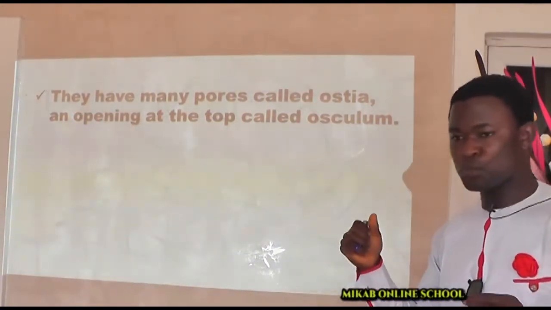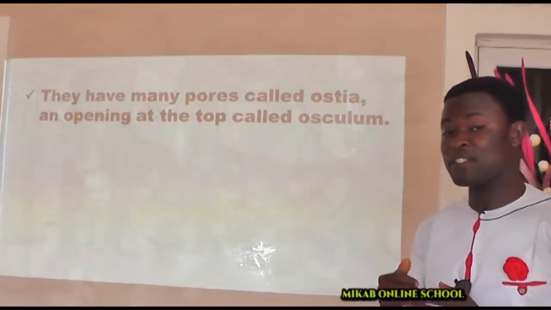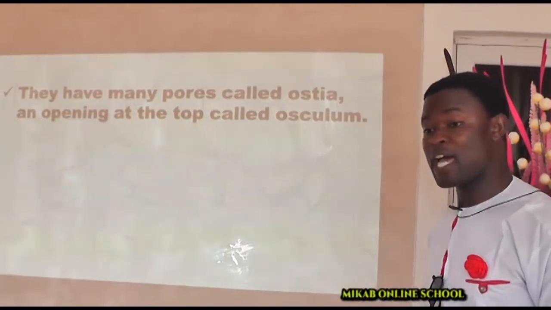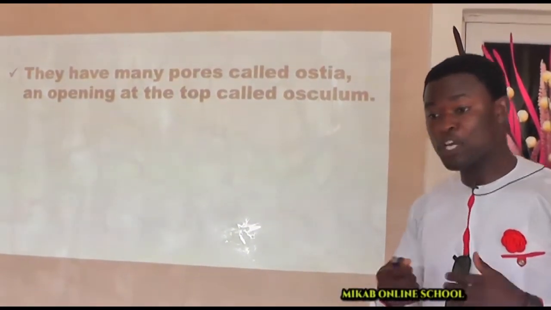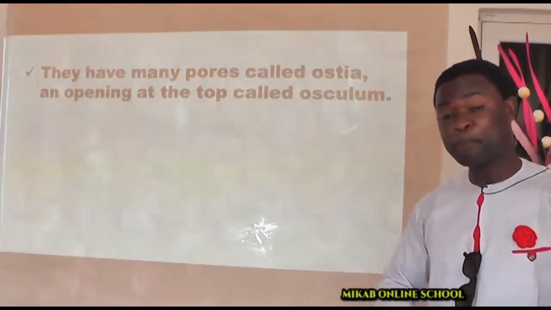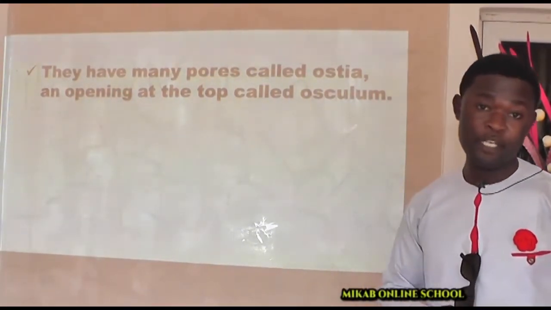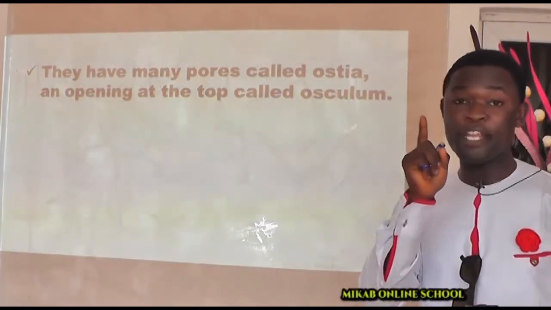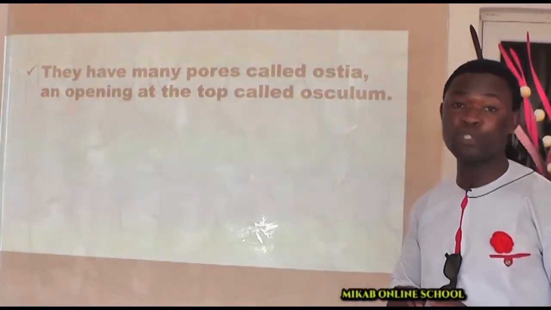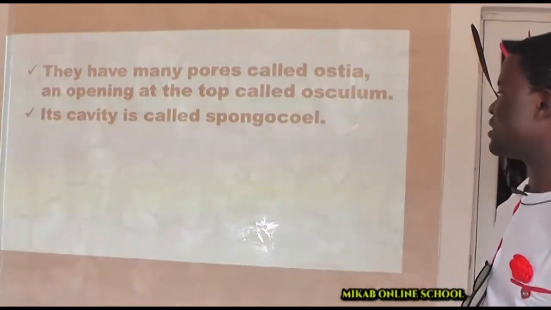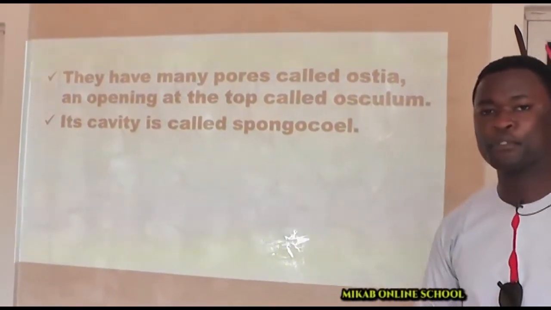Even if you want to talk about the digestive system in this group of organisms, although they don't have a digestive system because they still live at the cellular level, you can rightly say that they have an incomplete digestive system. Because why? As you're going to see later, they only have one opening, at the mouth region, which we call osculum. So then the body cavity is known as spongocoel.